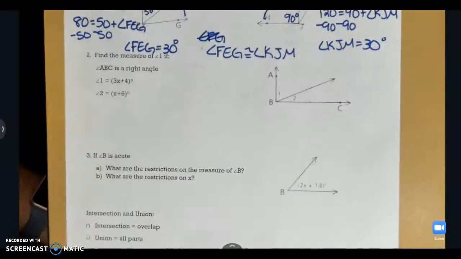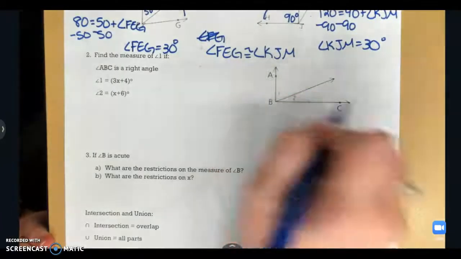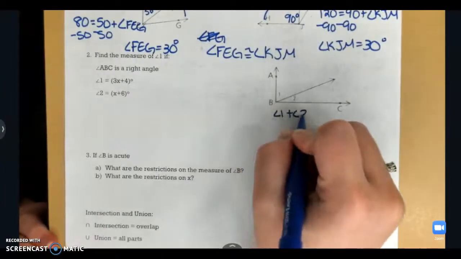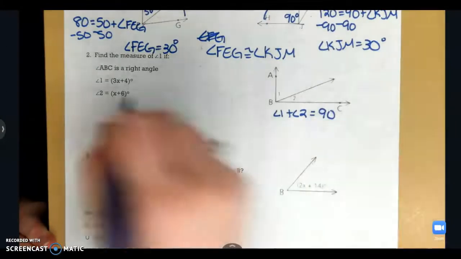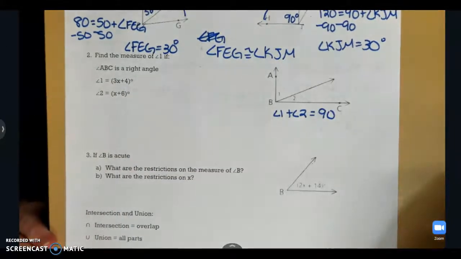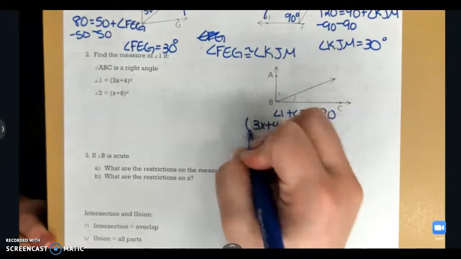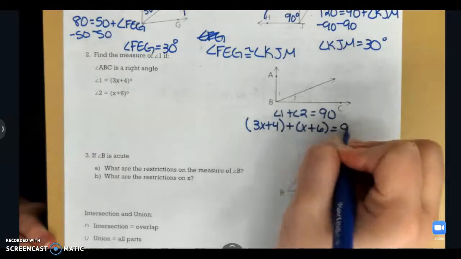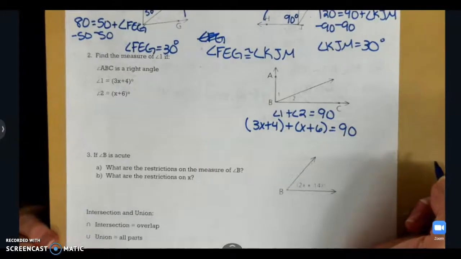All right. Number 2, I want to find the measure of angle 1 if I'm told ABC is a right angle. So that means that angle 1 plus angle 2 gives me 90 degrees. And we're given the expressions for angle 1 and angle 2. So I'm going to plug in 3x plus 4 for angle 1 and x plus 6 for angle 2. Set that equal to 90. And now I can solve this algebraically for x.